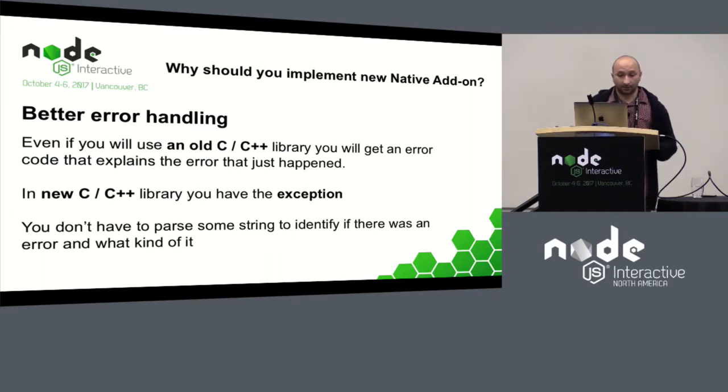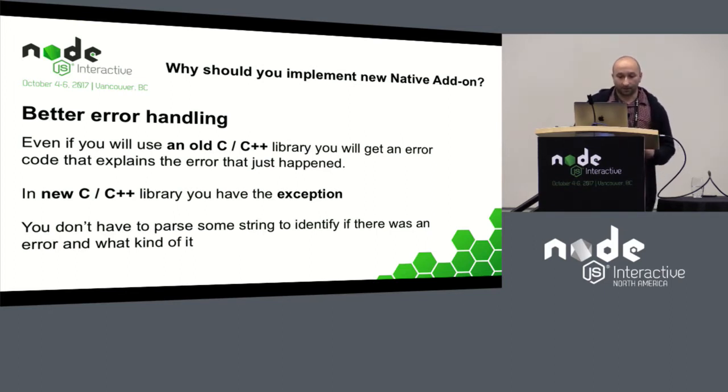The last reason to create a native add-on is to get better error handling. You don't have to parse some string to identify if there was an error or what kind of error just happened. Even if you are integrating an old C++ library, you will get an error code that explains the error. Maybe you are integrating a modern C++ library and you can use exceptions to intercept the error.